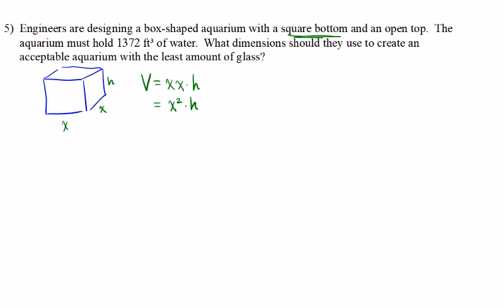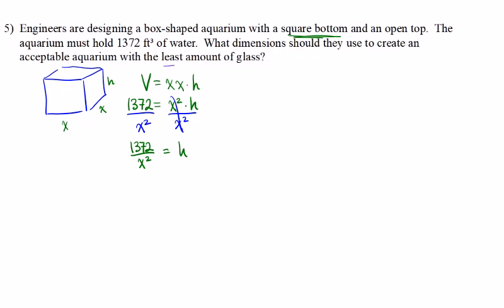Okay. And we know the volume is 1372, so we can plug that in here. All right. And the reason I'm doing this is because I want to solve for h. So I'm going to divide both sides by x squared here. And so we'll get h equals 1372 over x squared. Okay. So that's our height.